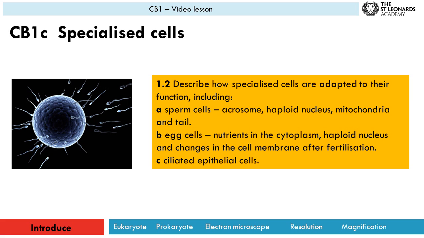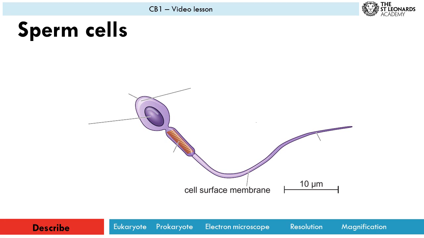In this lesson, we're going to look at specialized cells. Specifically, we're going to look at the sperm cell, egg cells, and ciliated epithelial cells, and how they're adapted to performing a function within the body. Firstly, we're going to look at sperm cells.